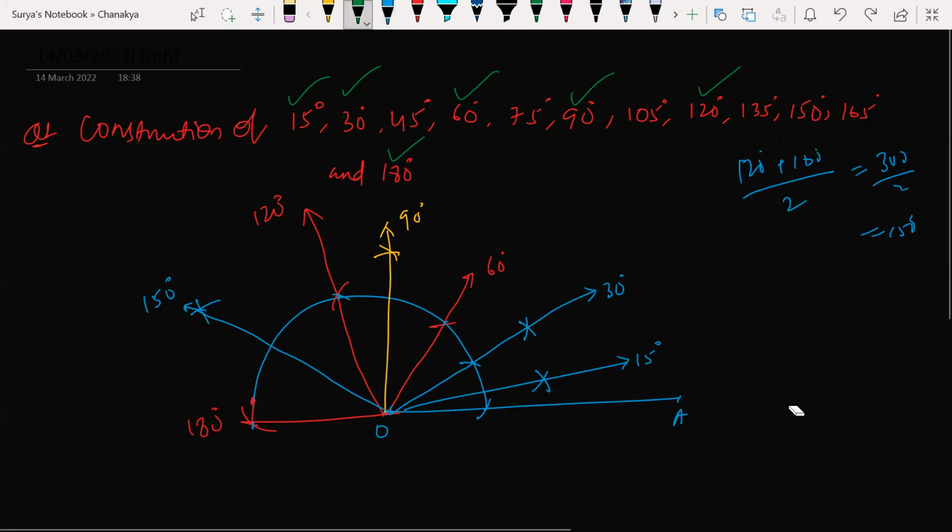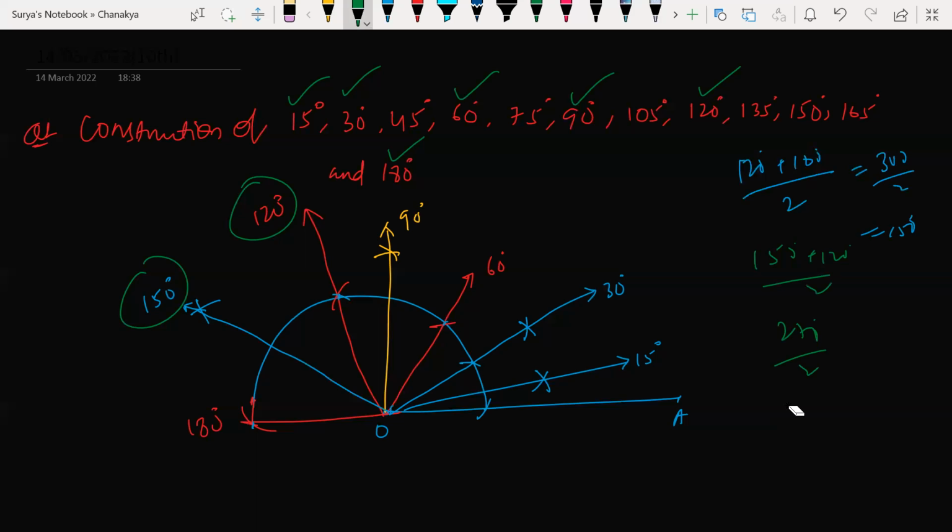Now, if I want 135, what do I take? 150 and 120 I'll take. So 150 plus 120, how much? By 2, bisecting, how much? 270 by 2, which gives me 135. Ashish, you were asking 135, right? Now is it supremely clear, I think. Yes, sir. From this point, I'll take one arc. From this point, I'll take one arc. I just bisect that.